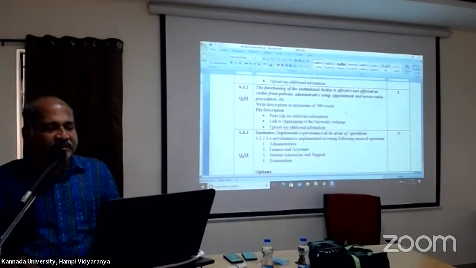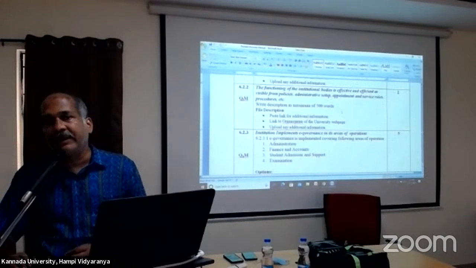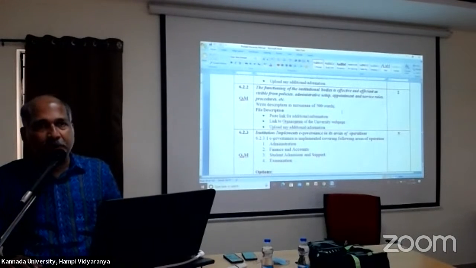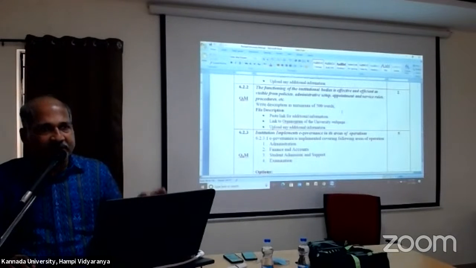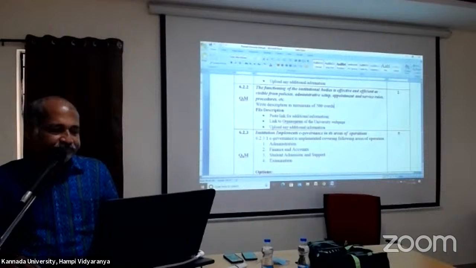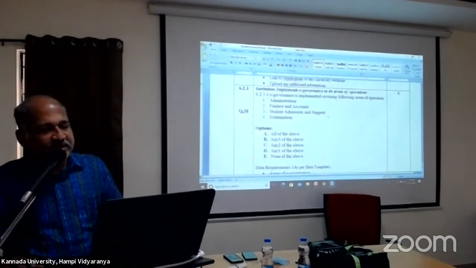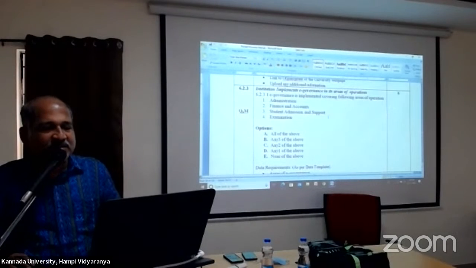It has to be written in 500 words. If there are more documents, you can upload them on your website, and in the portal you can give the link. The link can be provided in the portal, because it's a qualitative metric. And this is a quantitative metric. Institution implements e-governance in its various areas of operations.